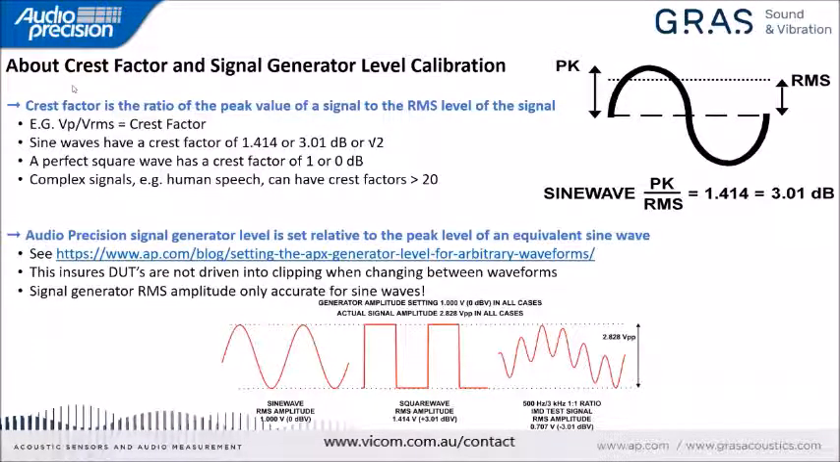A couple things to understand. A sine wave has the lowest crest factor of any signal that has all its energy at one frequency. And I'll return to that point in a moment. A square wave has a crest factor of 1. And that is the maximum RMS value you could get out of a system.